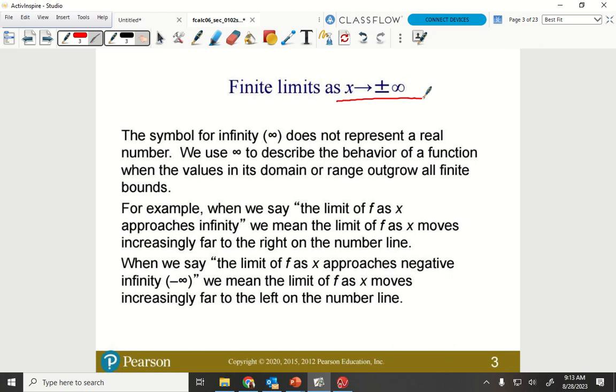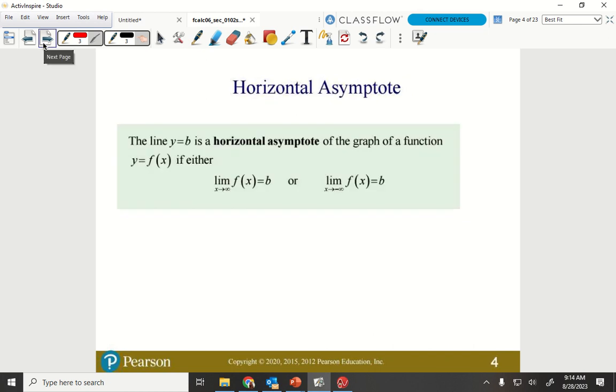For example, when we say the limit of f as x approaches infinity, we mean the limit of f as x moves increasingly far to the right on the number line. When we say limit of f as x approaches negative infinity, we mean the limit as x moves increasingly far to the left of the number line. So to the left, to the left, to the right, to the right. Not cha-cha. Okay. Too much for you guys.